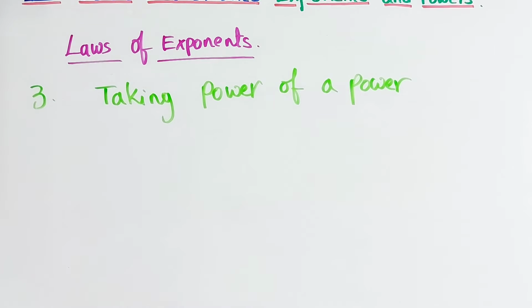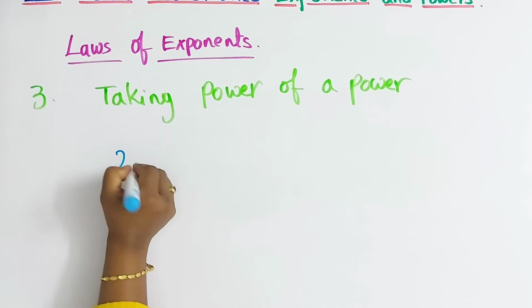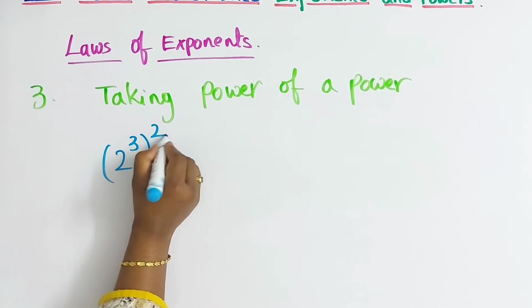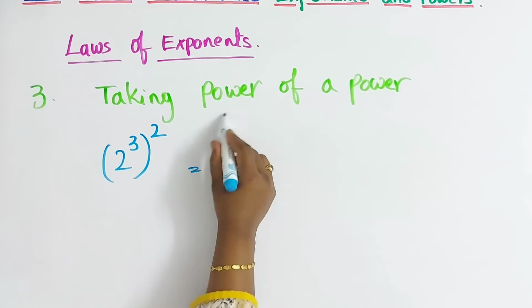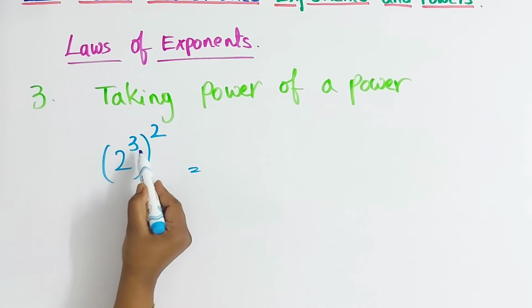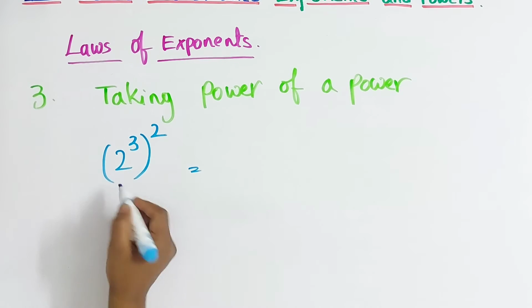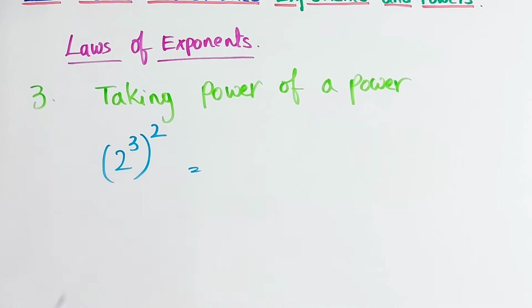Third one, children: taking power of a power. Here we'll take the example (2 raised to the power of 3) whole to the power of 2. Here we already have an exponent, and again we are taking a power. First we will solve inside the brackets.